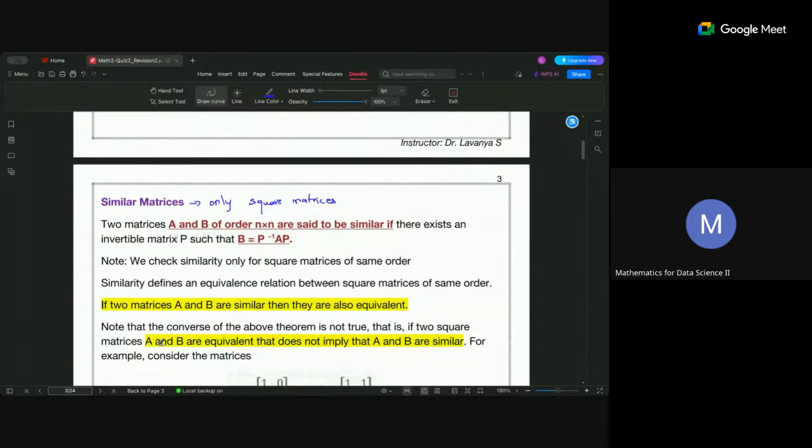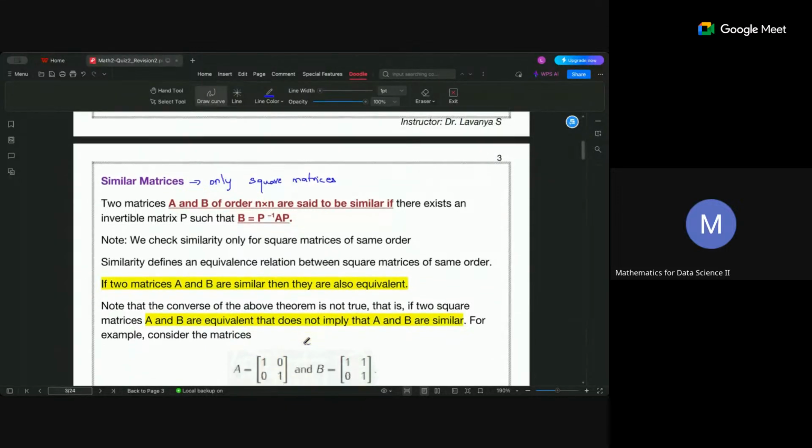What about the converse? What is meant by converse? Suppose two matrices are equivalent. Let us talk about the square matrix case. If two square matrices are equivalent, does that imply that A and B are similar? It does not imply A and B are similar.